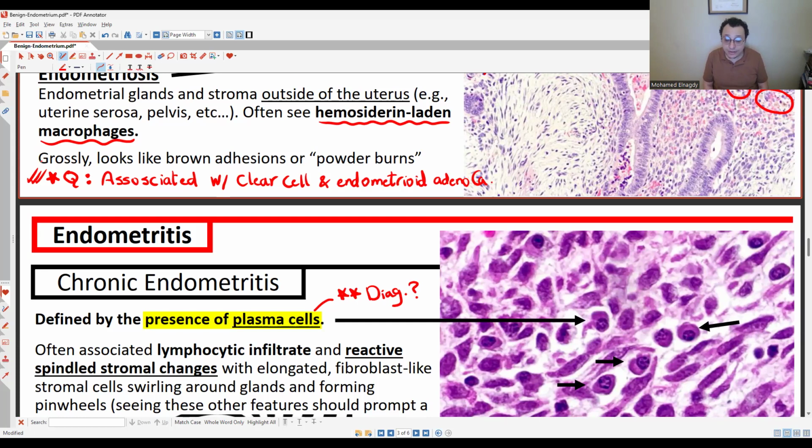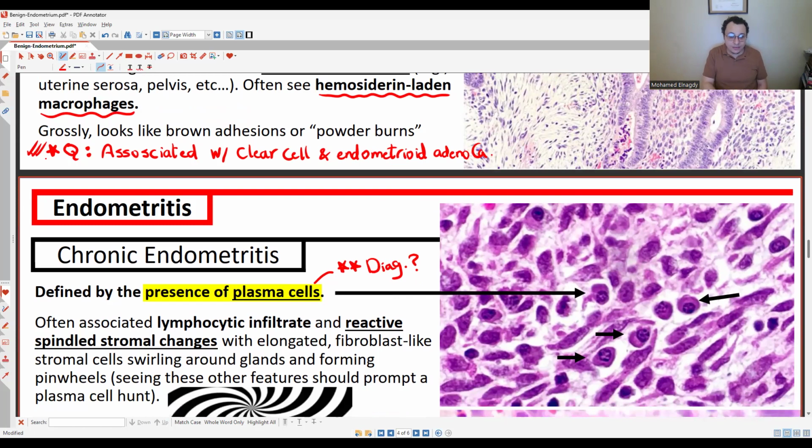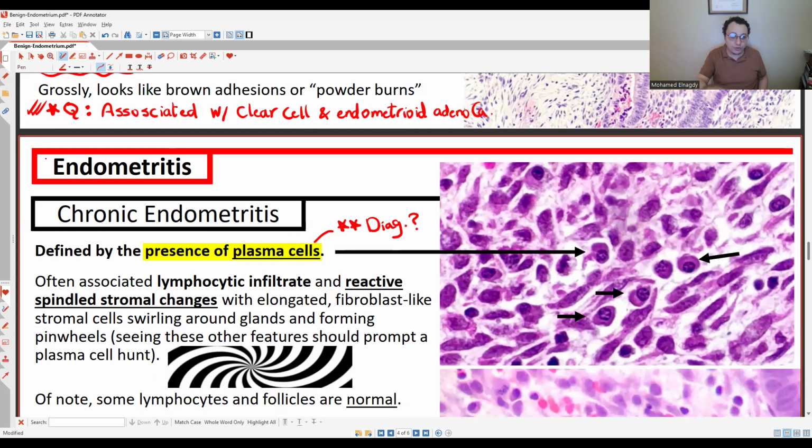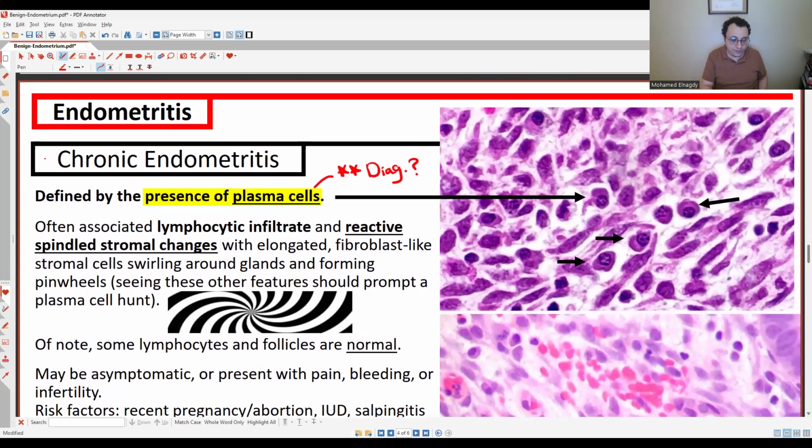It's highly associated with clear cell and endometrioid adenocarcinoma, to the point that sometimes we have endometrioid adenocarcinoma involving the endometriosis foci or involving the adenomyosis foci. So make sure you add this information to your current notes. I will send the modified notes, of course, on the Telegram group.